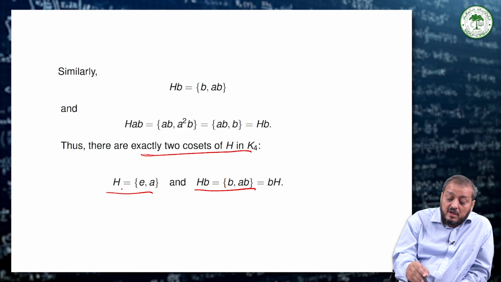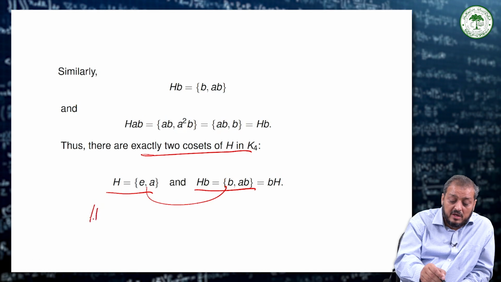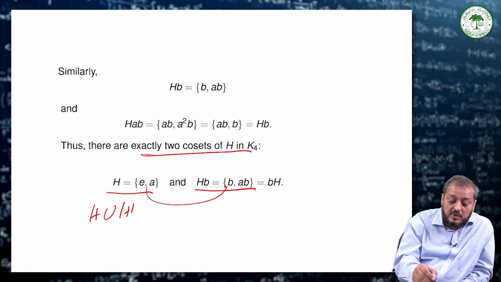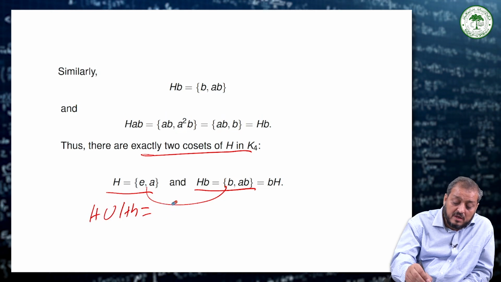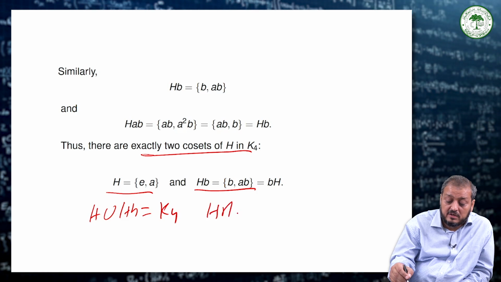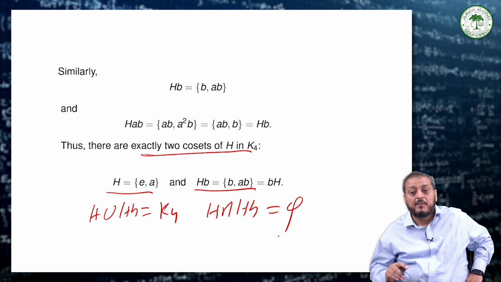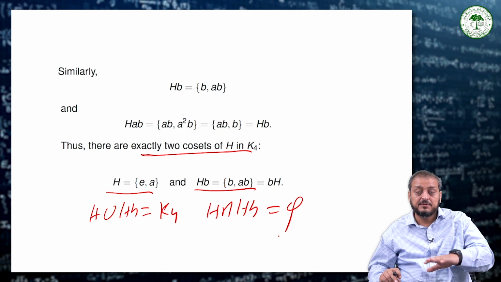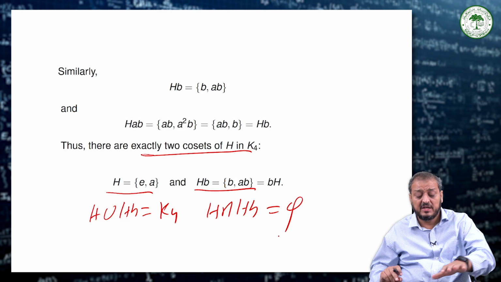And then if you take the union of these two, H union HB, you can clearly see you are getting K4. And if you take H intersection HB, you clearly get the empty set. So this example is also very clear.